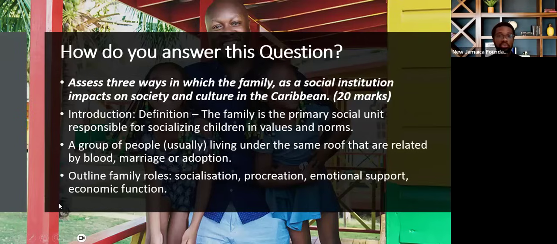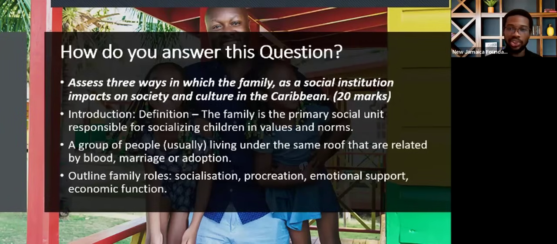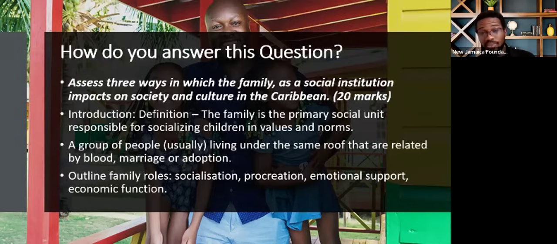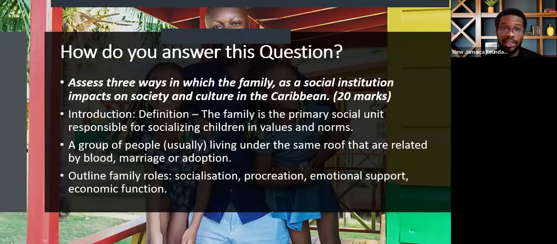So basically, how do we go about answering this question? One, introduction, look at the definition. So the family is the primary social unit responsible for socializing children in values and norms. Or you can look at it as a group of people usually living under the same roof. Notice I said usually, because we do have visiting relationships in the Caribbean or the single parent household as well. But for this case, a group of people usually living under the same roof that are related by blood, marriage, or adoption. We outline the family's roles, including socialization, procreation, emotional support, and economic functions. So we're looking at assessing 3 ways in which a family as a social institution impacts society and culture.